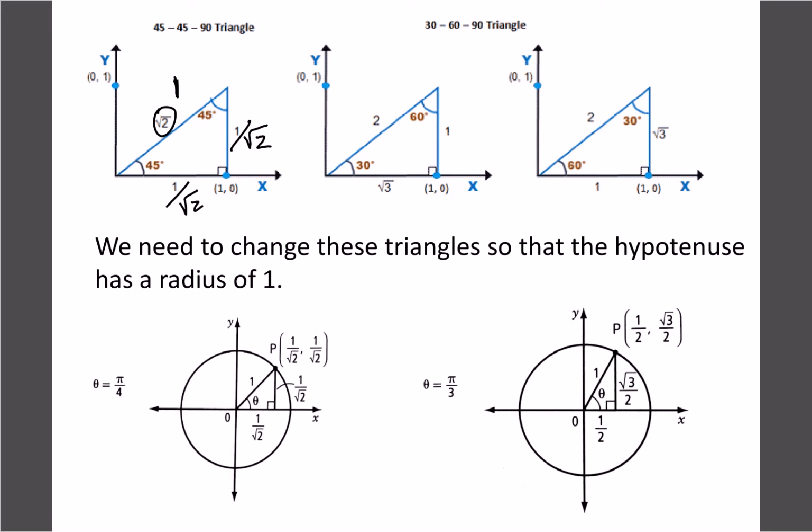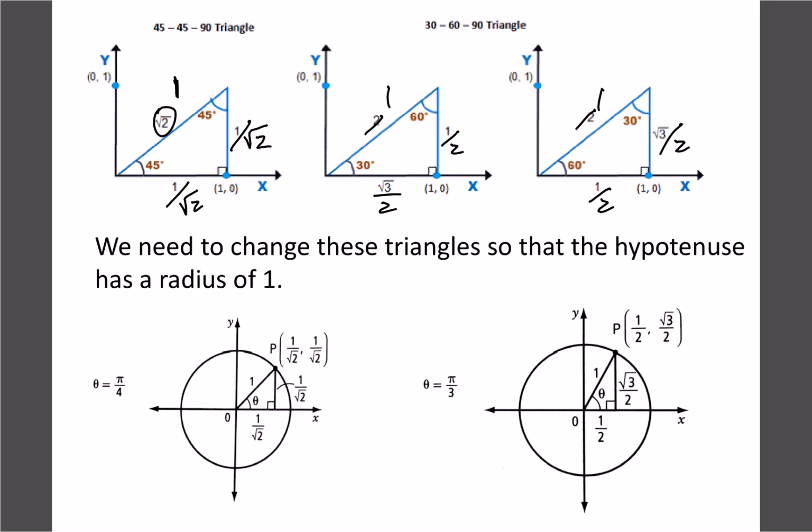The other two, we do the same thing, but we want to make this a 1, so we're going to have to divide by 2. So we'd have root 3 over 2 and 1/2. Same thing with the other one, it'd be 1/2 and root 3 over 2. So those are the coordinates that we're going to use for a unit circle because we want that length of the hypotenuse to equal 1.